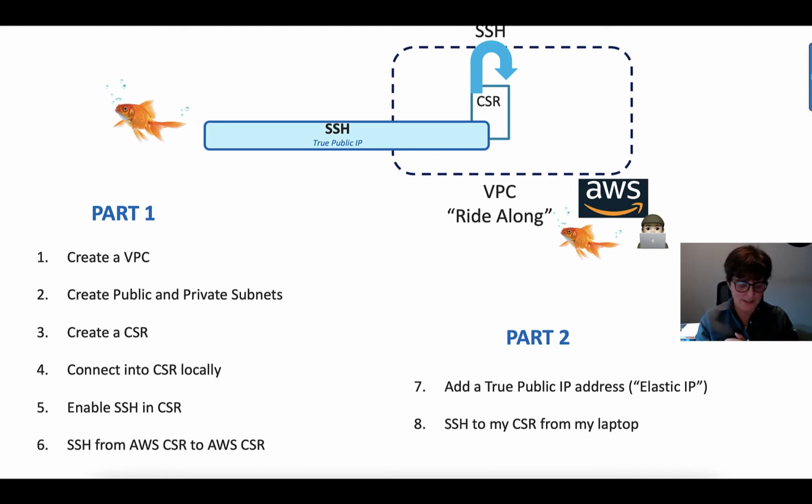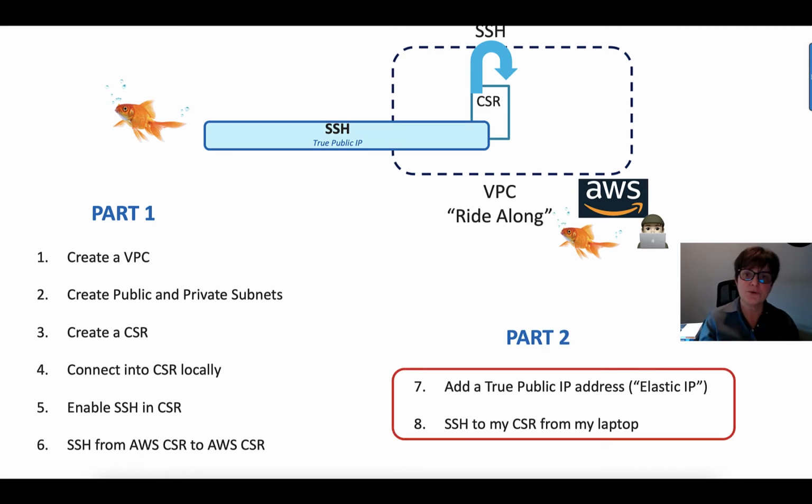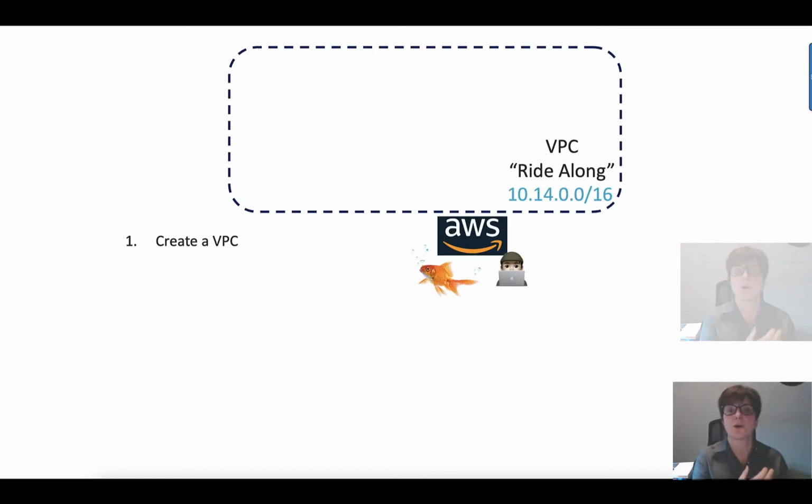So we're going to separate part two, and get through part one first, where there's really pretty much no troubleshooting. And then once we have all that set up and running, we'll go to part two. So what we're going to do first is create a VPC. We're going to give it a name, and we're going to give it an IP address space.